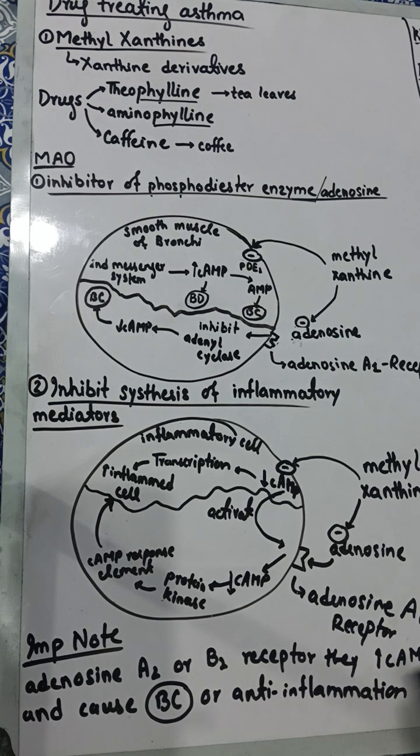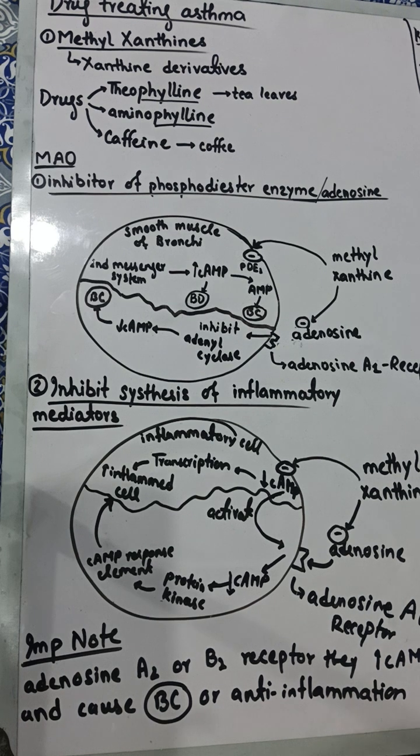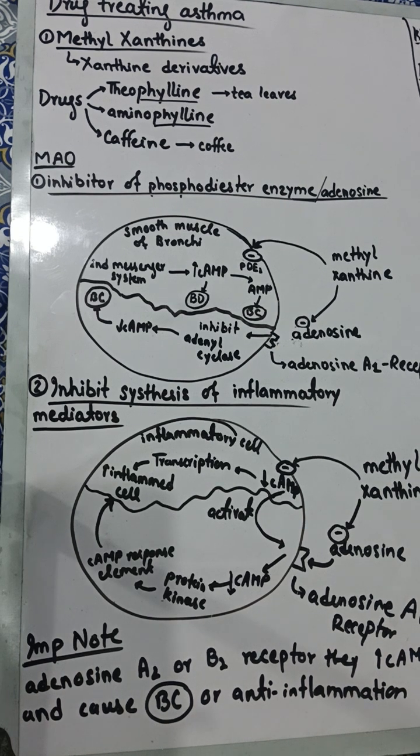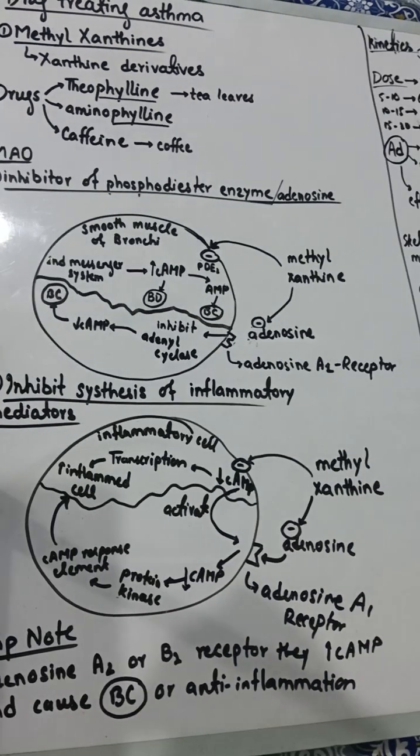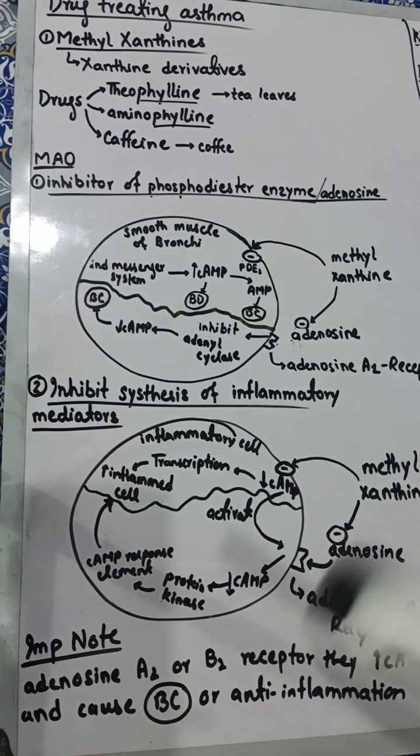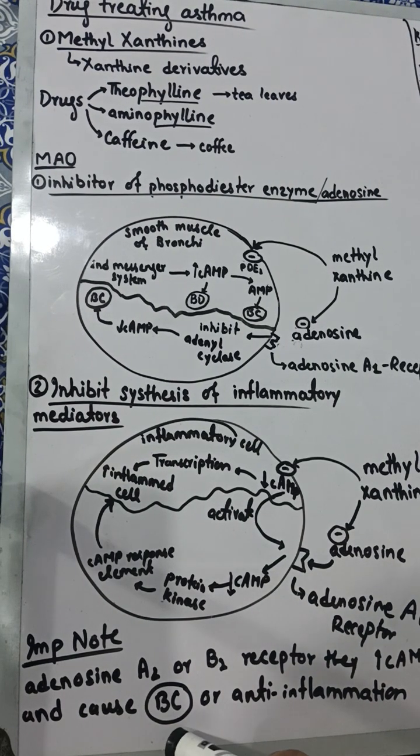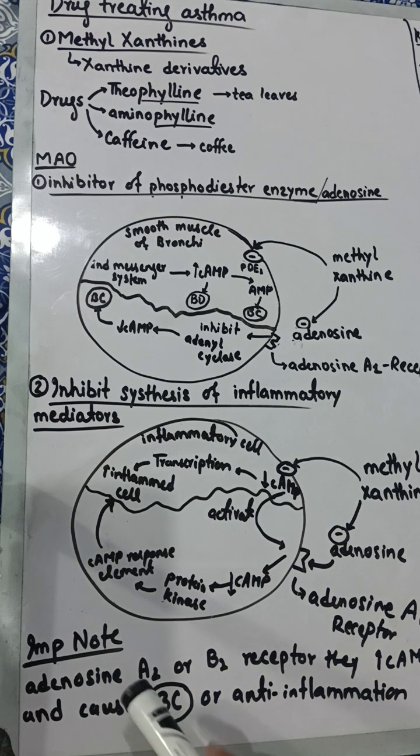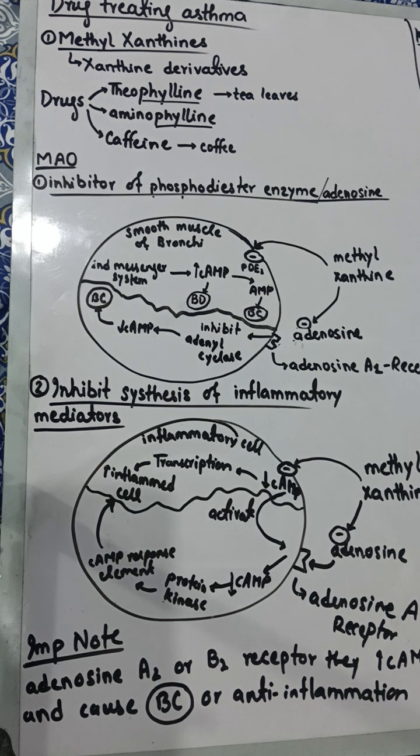So the adenosine A1 receptor is producing the inflammatory effects, but your adenosine A2 and B2 receptors are increasing the cyclic AMP, and as a result they are causing bronchodilation or anti-inflammatory effects. So these two receptors are beneficial, but the others are not.